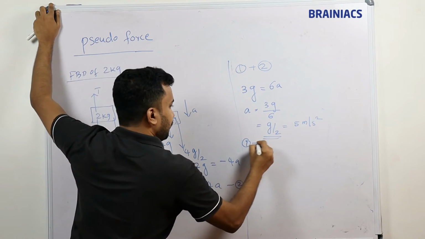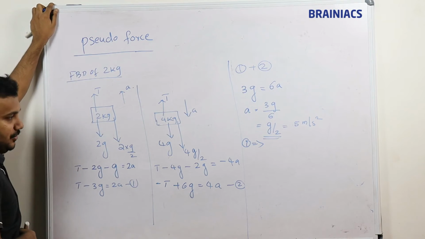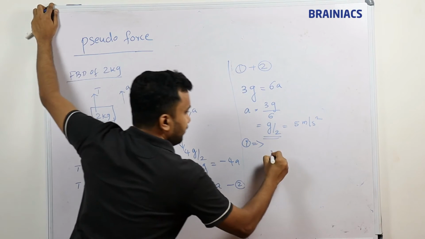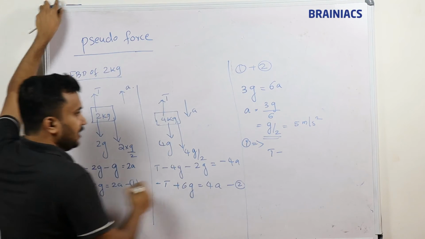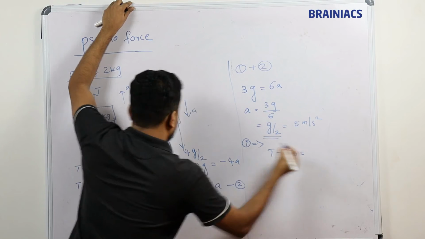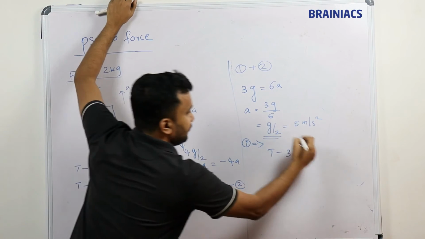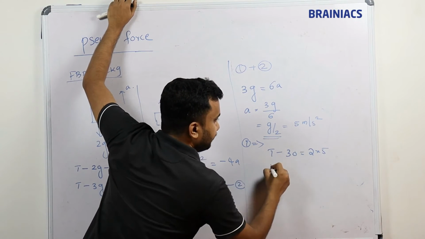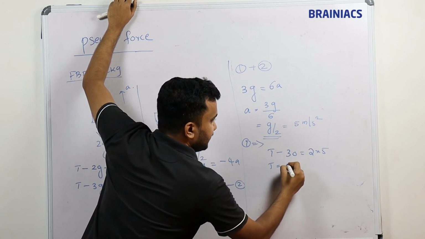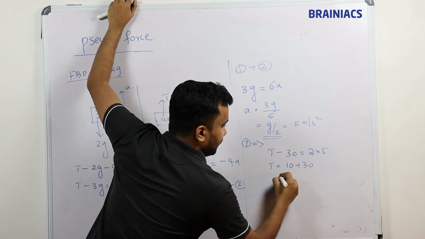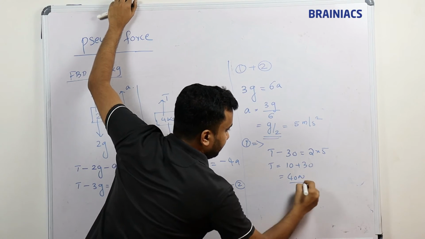So from equation number 1 I need to find out the tension. What is the tension? T minus 3g, 3g means 3 into 10 becomes 30, is equal to 2a, a means 5, so 2 into 5. So T equals 10 plus 30, which is equal to 40 Newton.